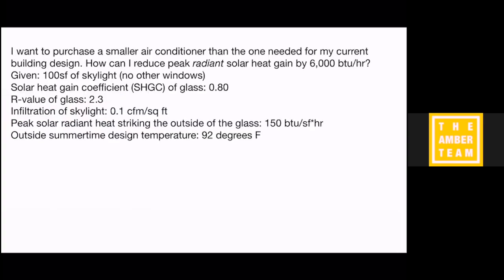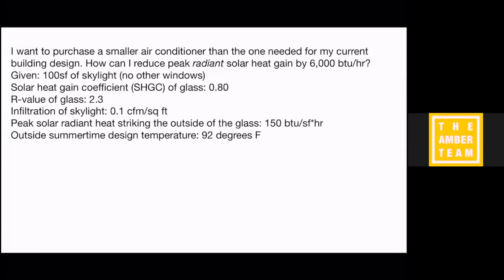This is next week's 40 minutes of competence. Someone kept asking me in the chats, can you do something on solar heat gain coefficient? And so yeah, sure, we'll do something on solar heat gain coefficient. So I want to purchase a smaller air conditioner than the one needed for my current building design. How can I reduce peak radiant solar heat gain by 6,000 BTUs per hour?